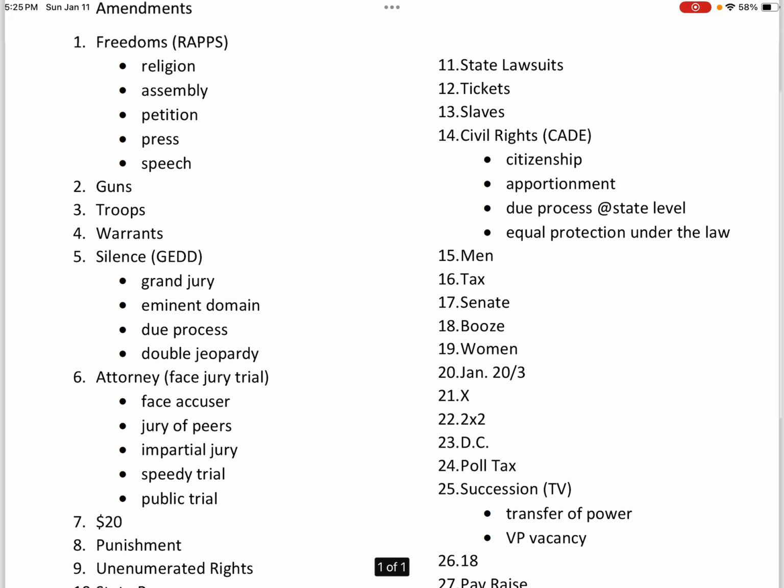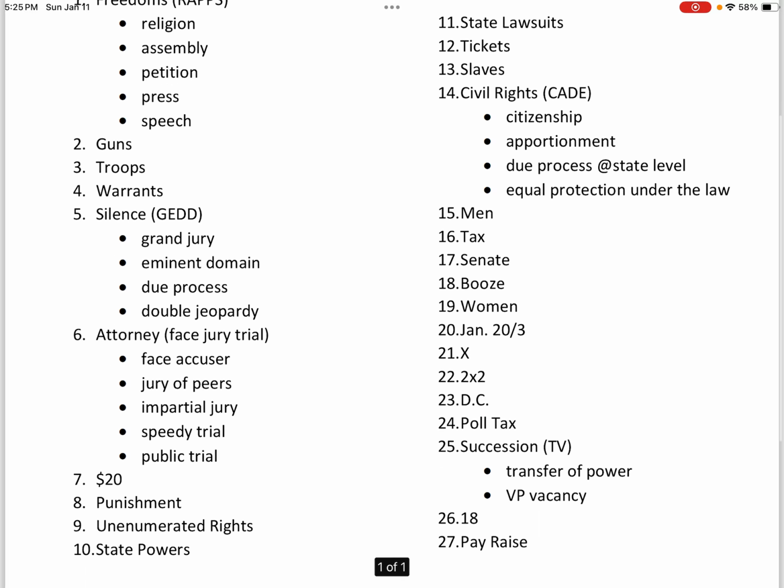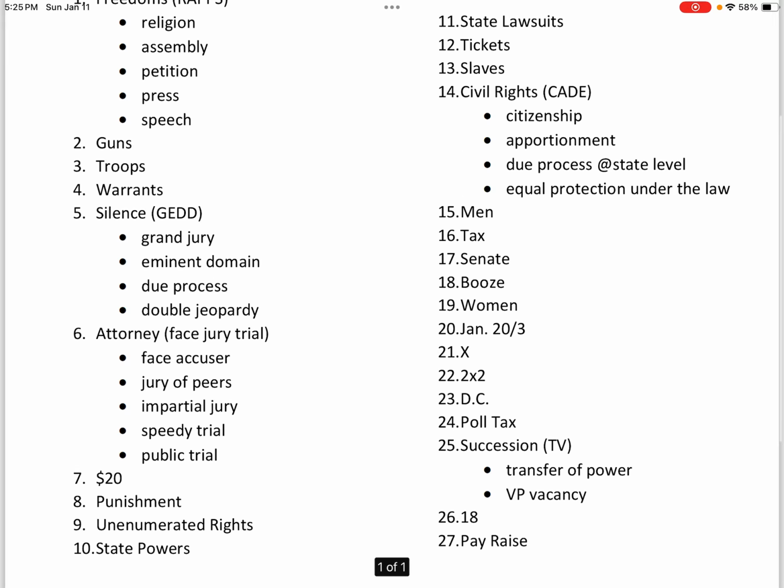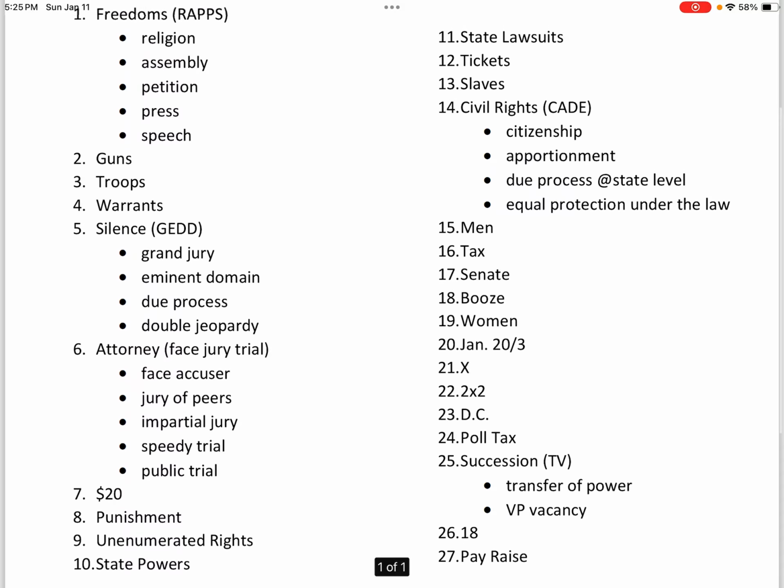So those first 10 amendments: freedoms, guns, troops, warrants, silence, attorney, $20, punishment, unenumerated rights, state powers, are what we call the Bill of Rights.